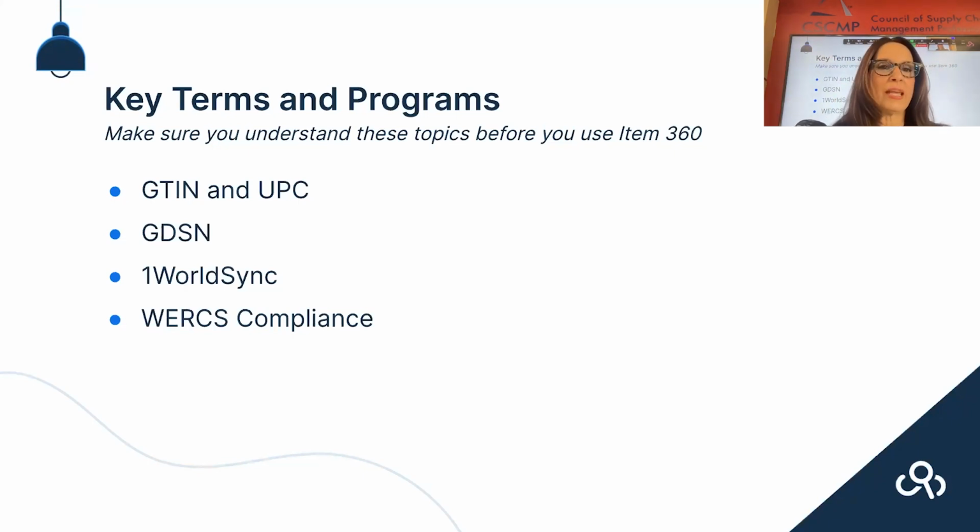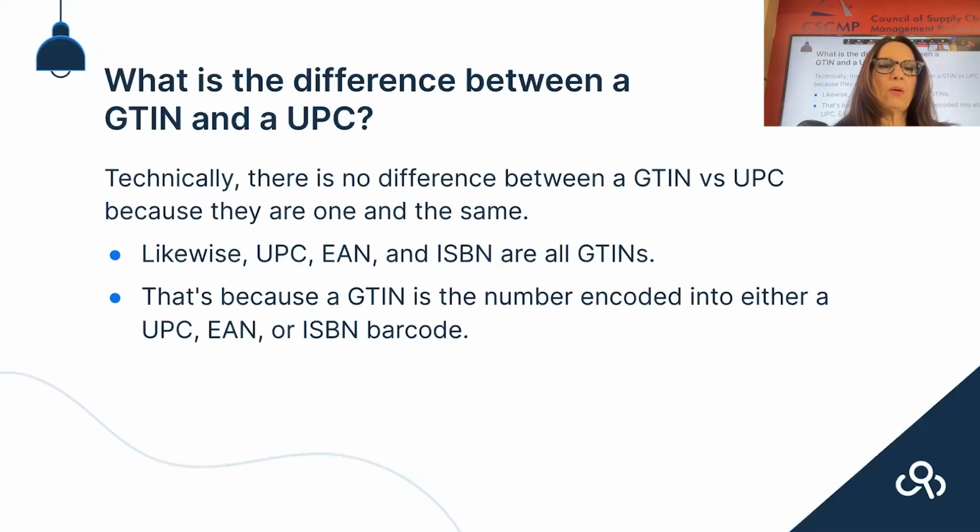I'm going to talk about GTINs and UPCs and what the differences are, GDSN, One World Sync, Works, and Works Compliance, and who needs that. So let's start with GTINs and UPCs. GTINs are basically a number encoded to be in either a UPC, an EAN, or an ISBN. They're all basically the same thing. They're just a way to identify your item with a unique number.